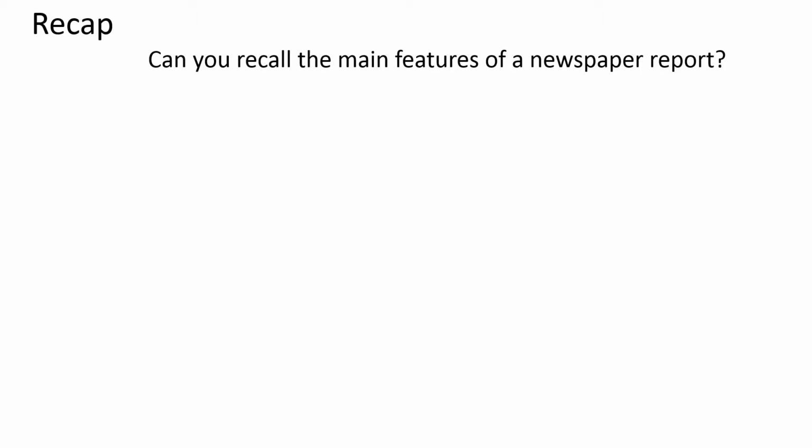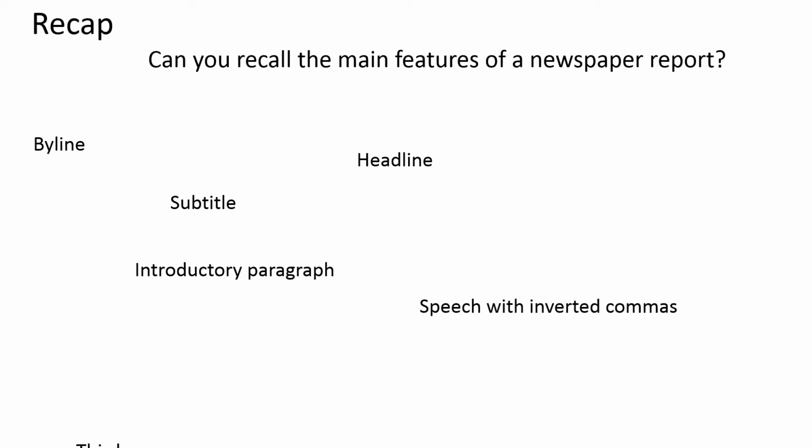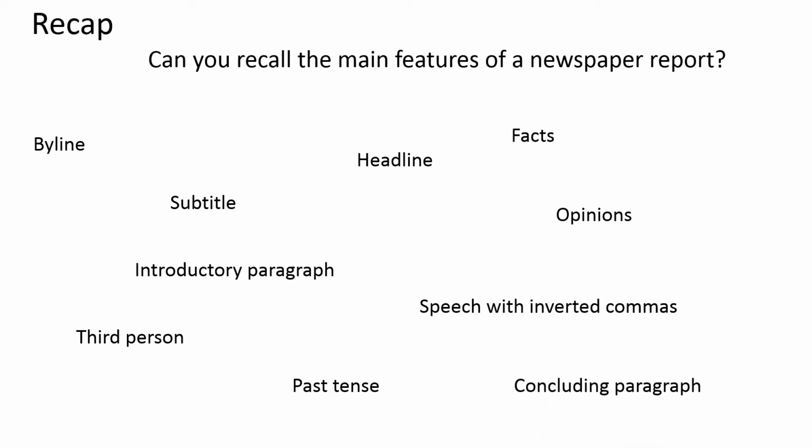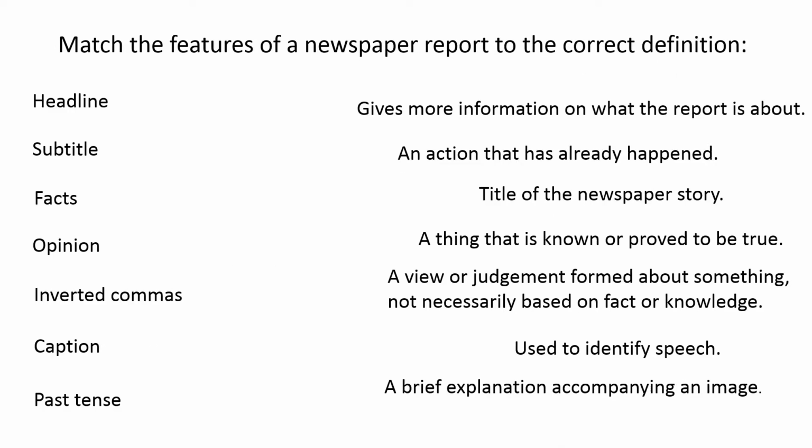Can you recall the main features of a newspaper report? Pause the video and have a think. We had the headline, the byline, subtitle, introductory paragraph, speech with inverted commas, third person, past tense, facts, opinions, and concluding paragraph. Well done. Now let's match the features of a newspaper report to the correct definition.